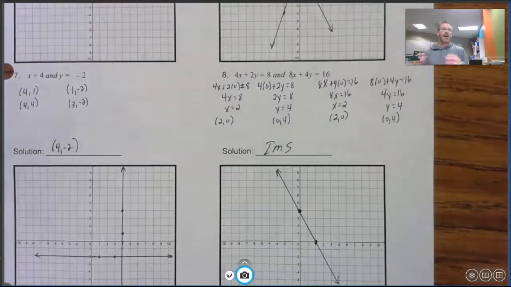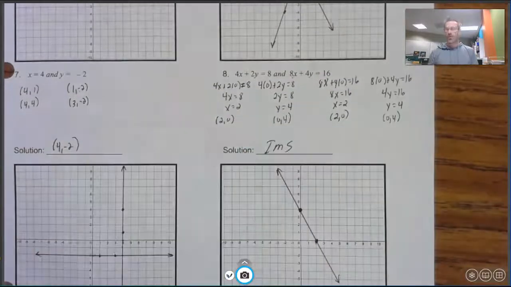So that wraps up our lesson on solving systems of linear equations graphically. Once again, if you have any questions or something that doesn't make sense, highlight that question, circle it, and bring those questions into class. We'll clarify before we move on to the next piece. See you then.